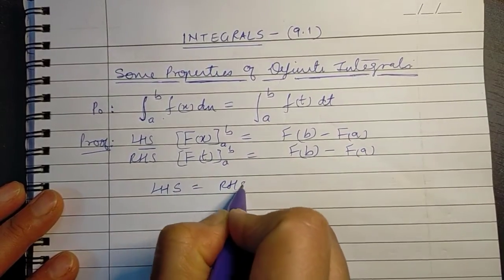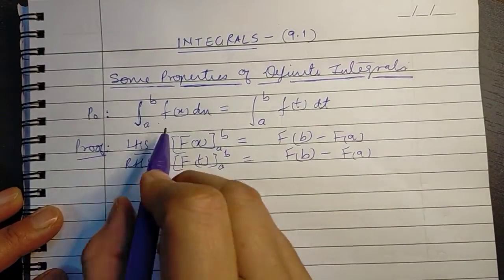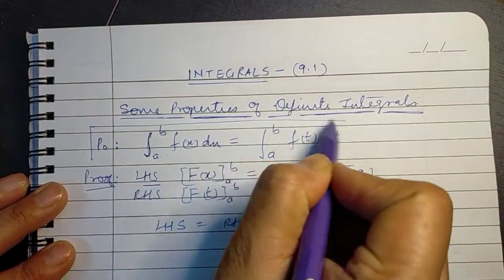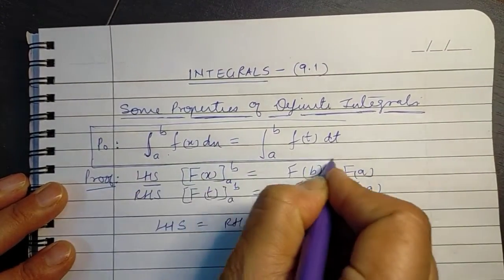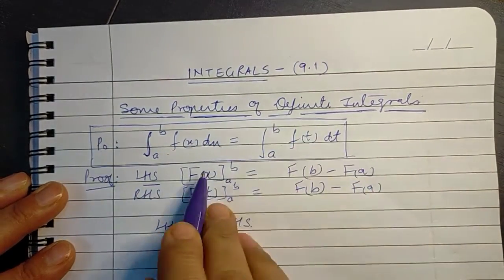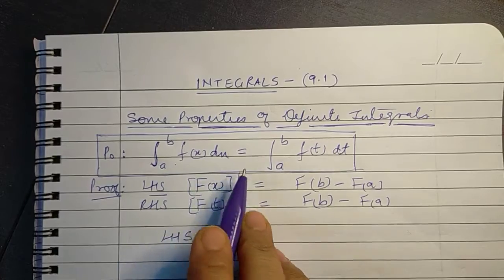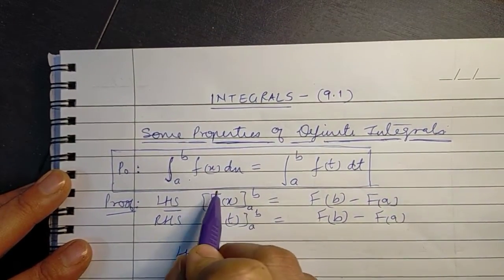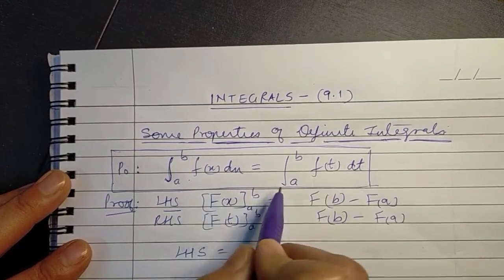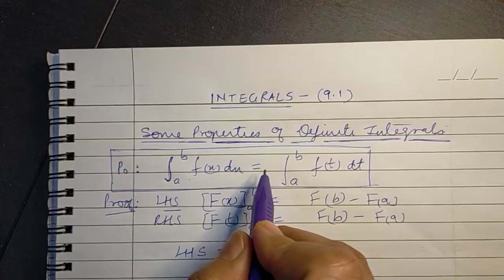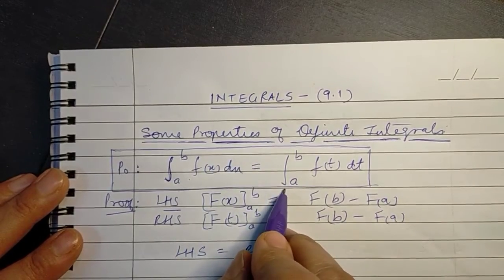Clearly the left hand side is equal to the RHS, and so we can easily claim that if the function is the same and the limits are also the same, a simple change in variable does not have any impact on the value of the integral. That is, the definite integral remains the same if the basic function is the same and the limits of that variable are the same.